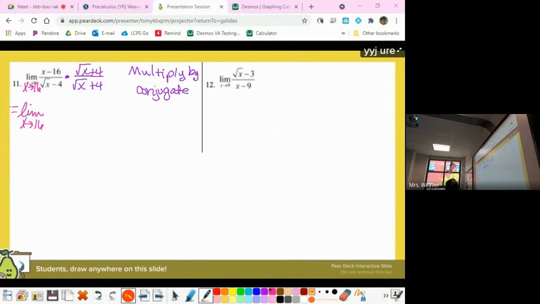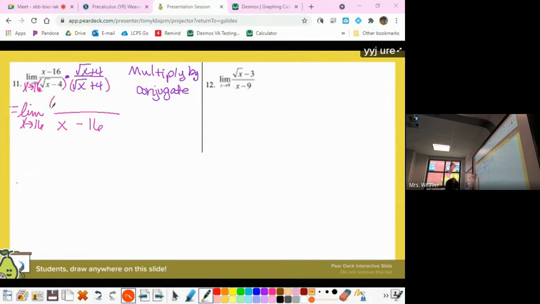Okay, so the limit as x approaches 16. What happens when I multiply these two denominators? Well, what we love about multiplying by the conjugate is now we've created the factors that are the difference of perfect squares. So it squares the first term, so the square root of x squared is just x. And then minus 4 squared is 16. It's the difference of perfect squares.